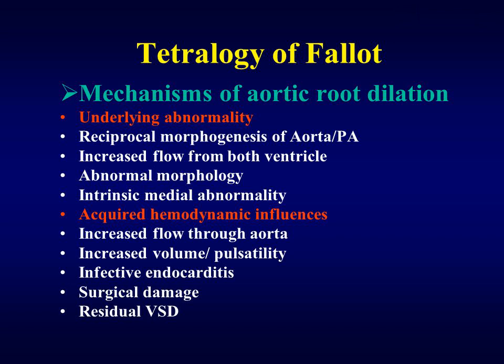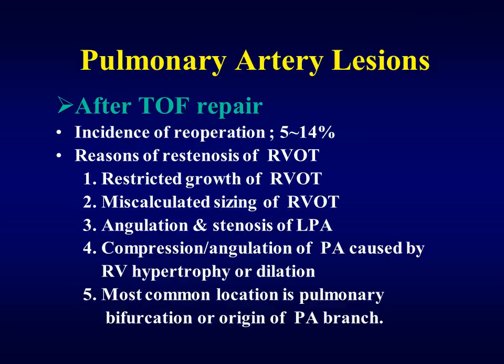Tetralogy of Fallot mechanisms of aortic root dilation. Underlying abnormality: reciprocal morphogenesis of aorta and PA, increased flow from both ventricles, abnormal morphology, intrinsic medial abnormality. Acquired hemodynamic influences: increased flow through the aorta, increased volume and pulsatility, infective endocarditis, surgical damage, residual VSD, pulmonary artery lesions.